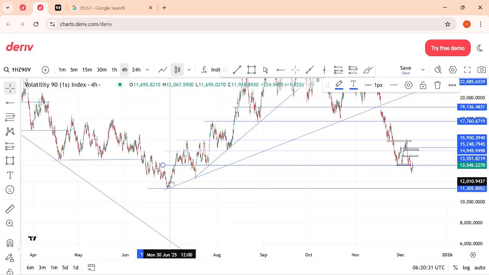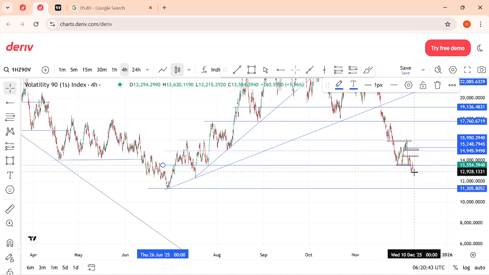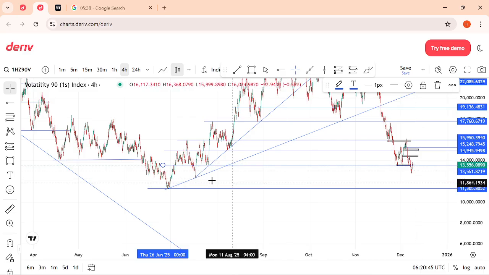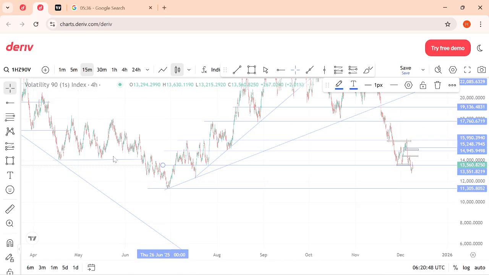So where is it retracing from currently? This zone. Where could it possibly retrace to? This zone. You get the point. So it's currently retracing from this zone and could possibly retrace into this zone, which aligns with this mitigation here. So that is in worst case scenario, but then let's see how price does its thing.